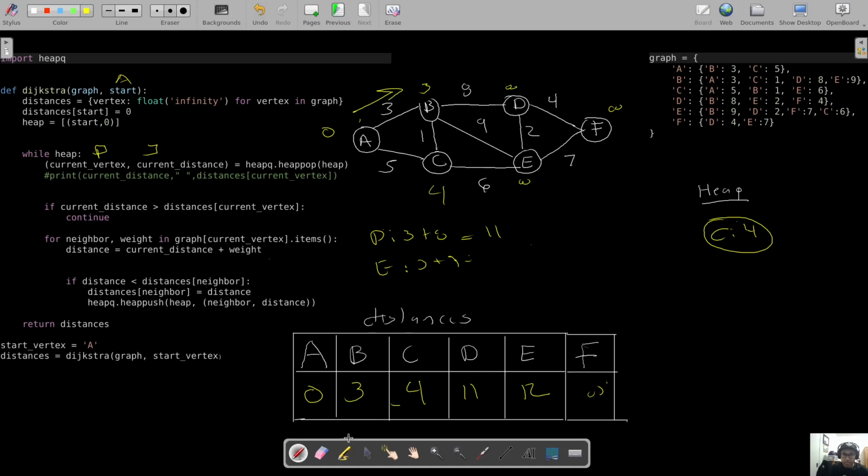And then I'm just going to put here 11, 12. Okay. We're at C. And then just put them in the heap. Okay. Now we're going to pop C.